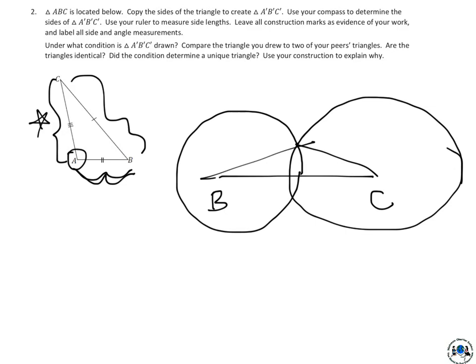You have that. We're not going to do it because, cut to the chase here, the truth is, if you have the three sides, just like I said before, and that's the condition that A prime, B prime, C prime was drawn under, you will always create identical triangles. End of story.